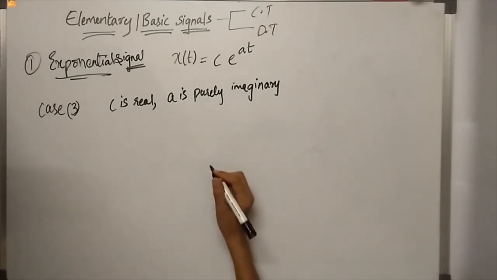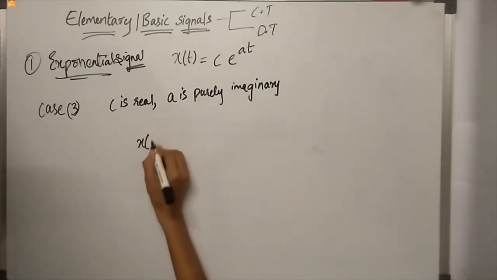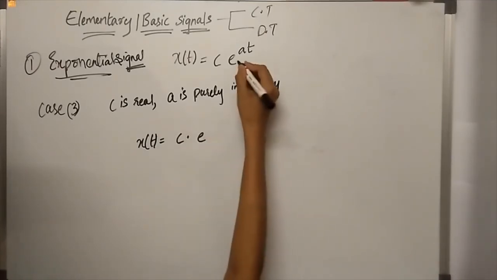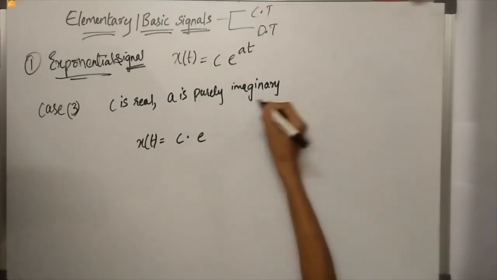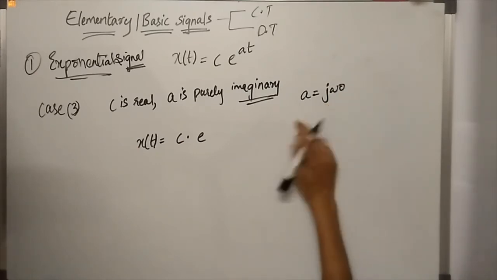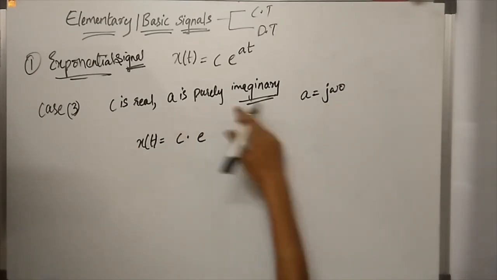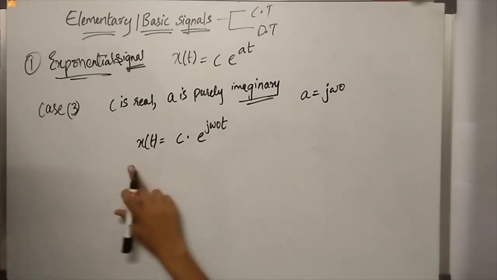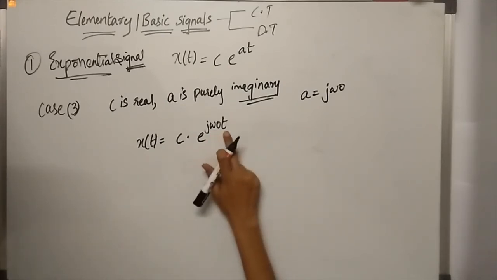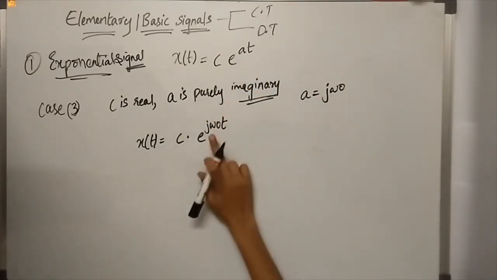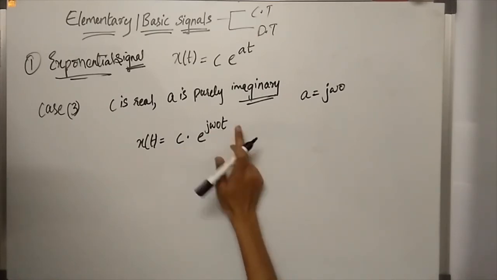Since C is real, I can write this signal as x of t equal to C e power of A t. Since A is imaginary, I'm assuming A as j omega naught. I'm just replacing A by j omega naught, so x of t equal to C e power of j omega naught t.